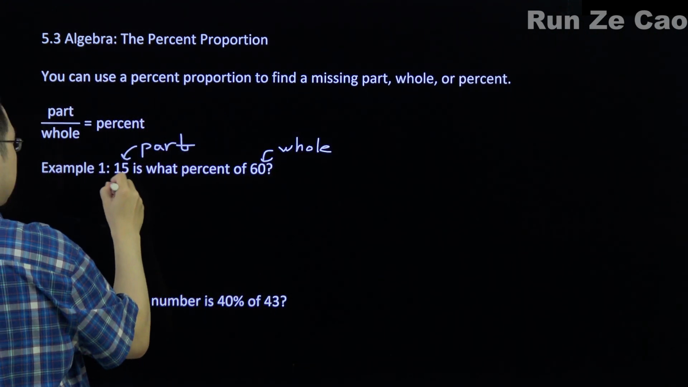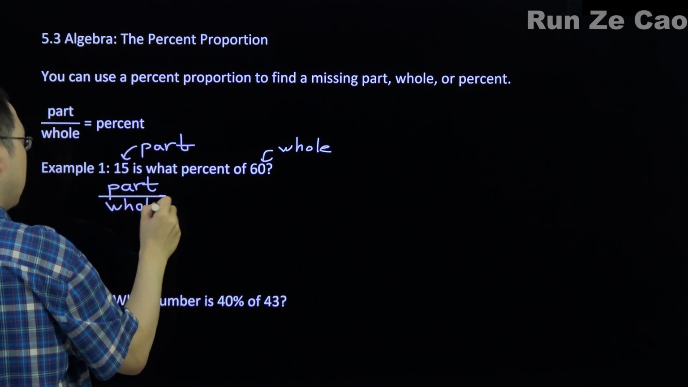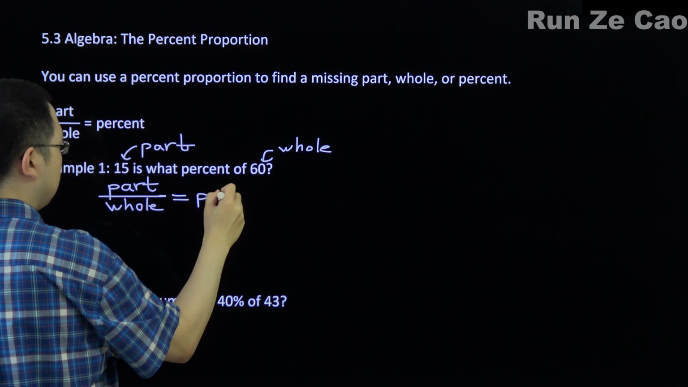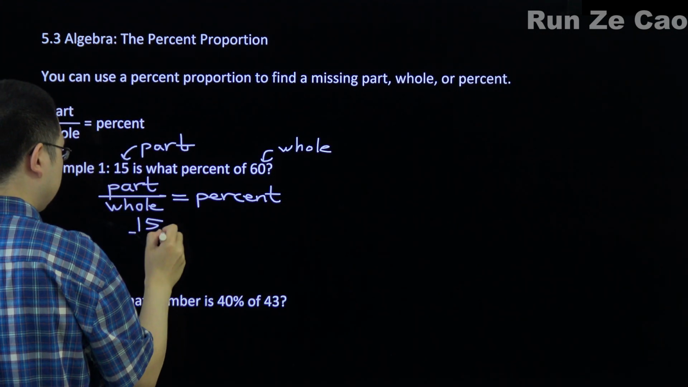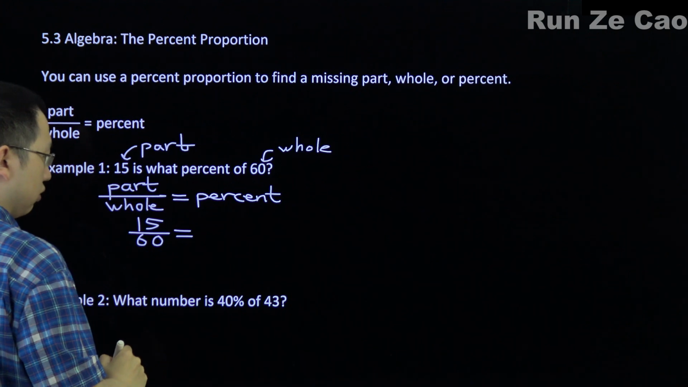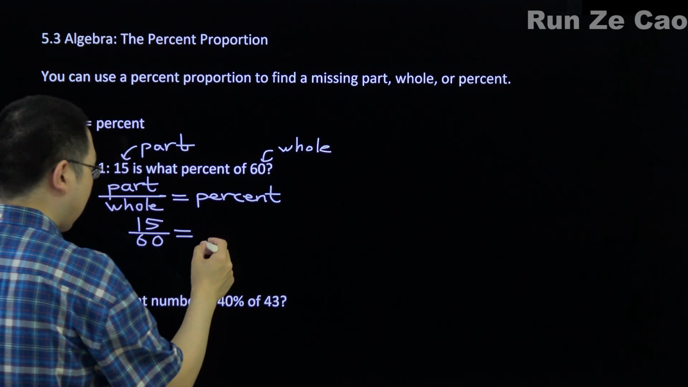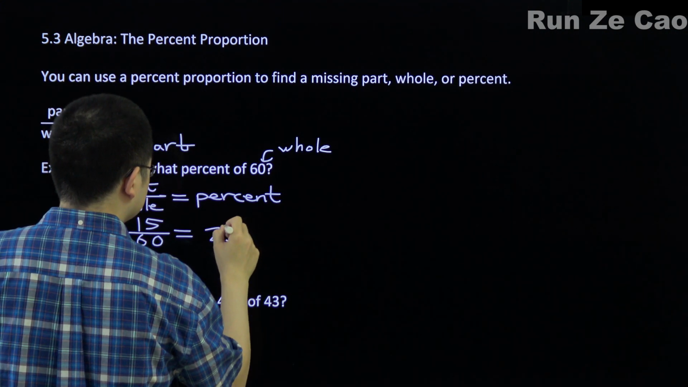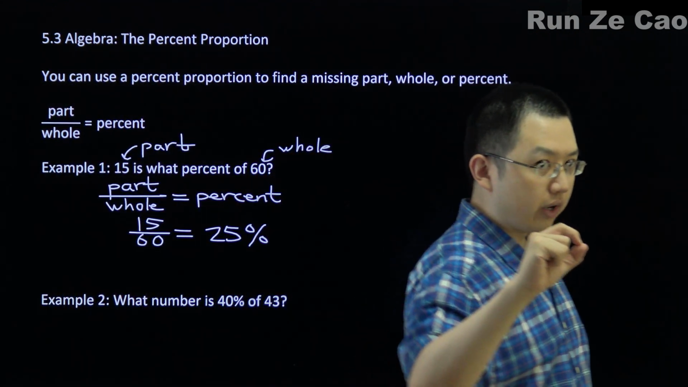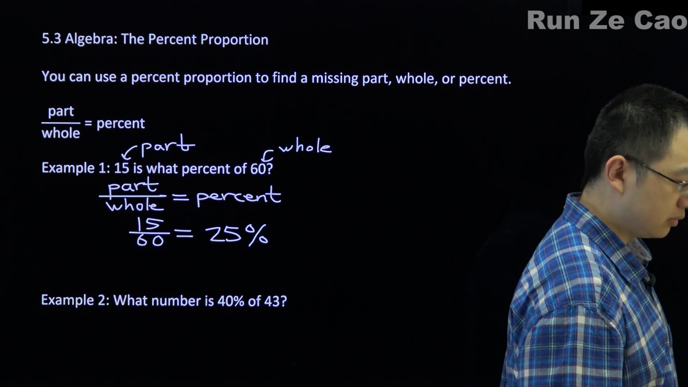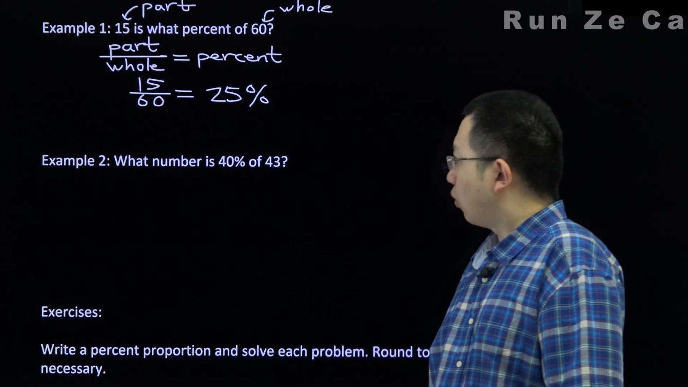Well, part over whole is equal to percent. And so we get 15 over 60 is equal to what? Well, 15 is 1/4 of 60, and 1/4 is 25%. As anybody who has used quarters, as in the coin for 25 cents, can tell you. There's a reason they're nicknamed quarters.